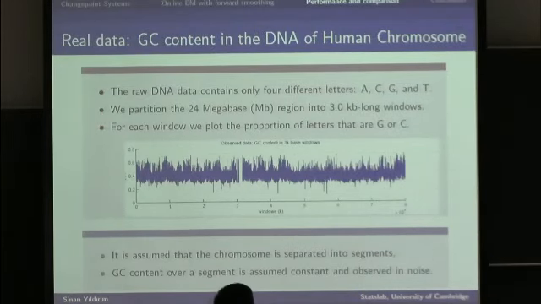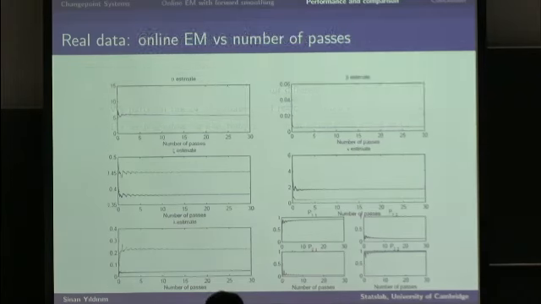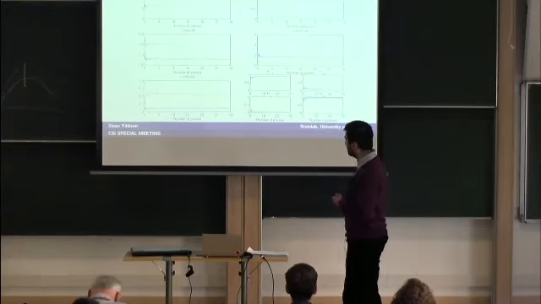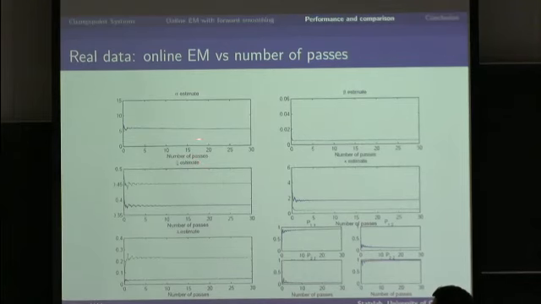And remember our real data: we applied our online EM for estimating the parameters of the model of the change point system to model that real data, and we got such results. That data is also too short for only one pass. So the results are the estimates versus the number of passes, and you can see that 30 passes are enough for all parameters to converge.